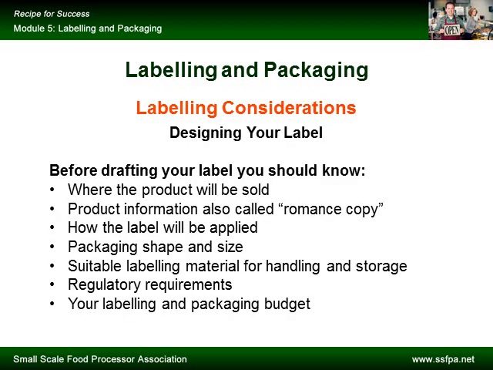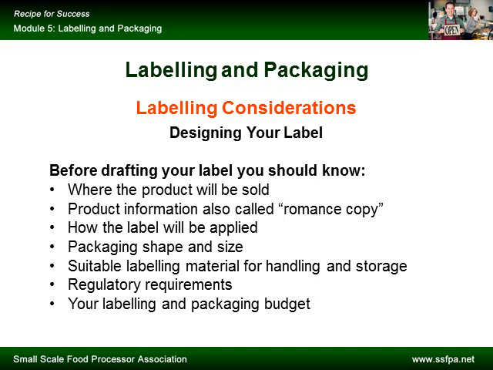Before drafting your label, you should know where the product will be sold, locally within the province, or will it be across Canada and eventually exported. Product information, also called romance copy. The amount of romance copy really depends on the size of the package you are designing, but usually there is at least one area of the package that can be used to tell your company and product story. How the label will be applied. For example, if your label is on a roll, it would be important to know how the label comes off the roll, as each labeler is different and there is no one standard method for labelers to apply labels to a product. Packaging shape and size.